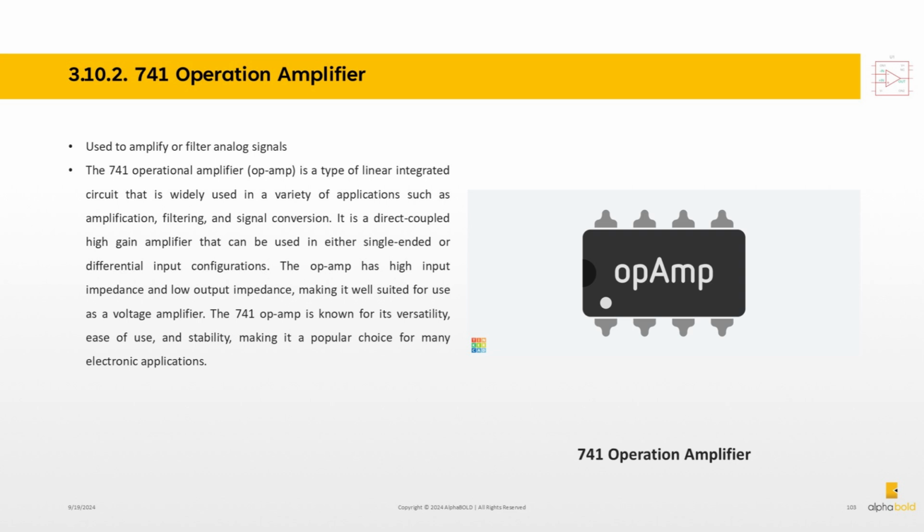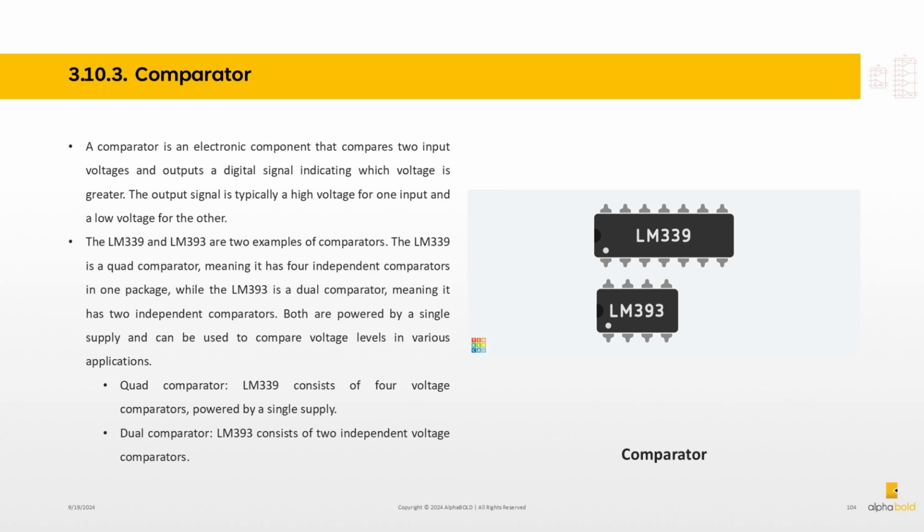electronic applications. A comparator is an electronic component that compares 2 input voltages and outputs a digital signal indicating which voltage is greater. The output signal is typically a high voltage for one input and a low voltage for the other. The LM339 and LM393 are 2 examples of comparators. The LM339 is a quad comparator, meaning it has 4 independent comparators in one package, while the LM393 is a dual comparator, meaning it has 2 independent comparators. Both are powered by a single supply and can be used to compare voltage levels in various applications.